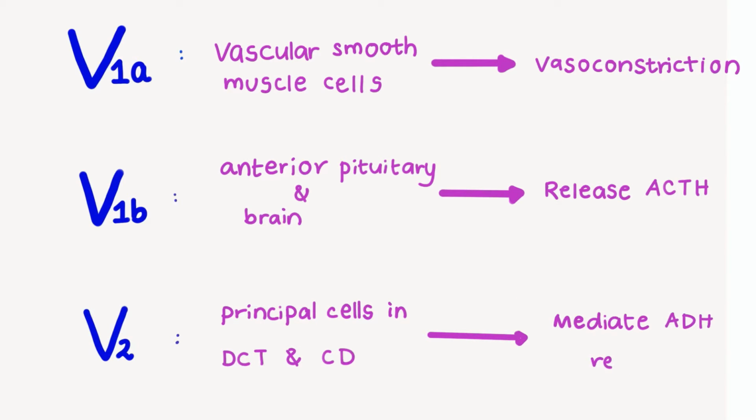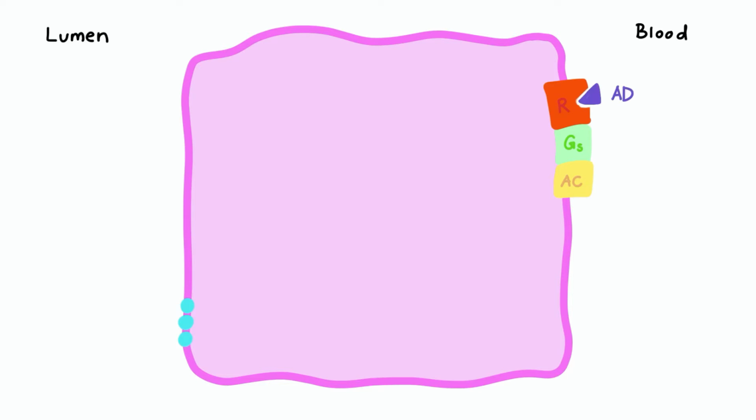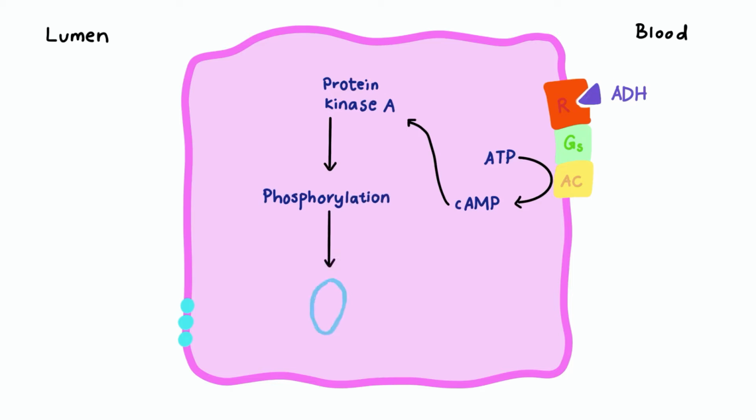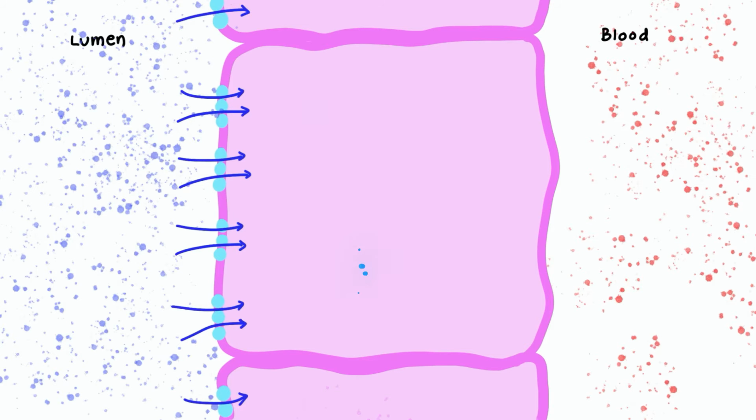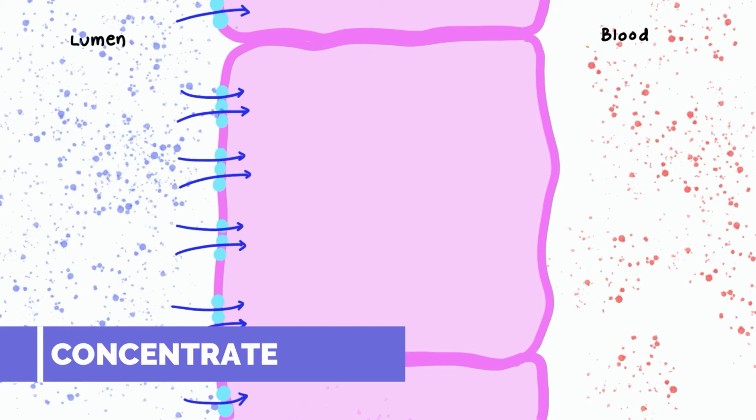ADH acts on the V2 receptors located in the basolateral surface of the principal cells, and this leads to a lot of reactions, and finally unique water channels called aquaporins will be moved and inserted into the luminal membrane. The water channels will span the luminal membrane and permit water movement into the cells down an osmotic gradient. This water is then rapidly returned to the systemic circulation across the basolateral membrane, allowing more water to be reabsorbed back into the bloodstream instead of being excreted in the urine. So as a result, urine volume will decrease and the urine becomes more concentrated.